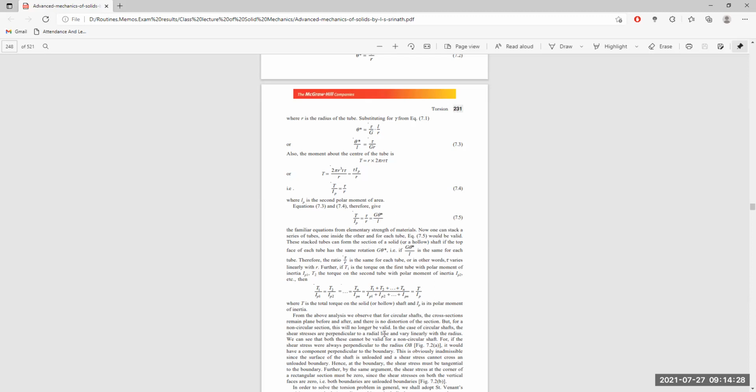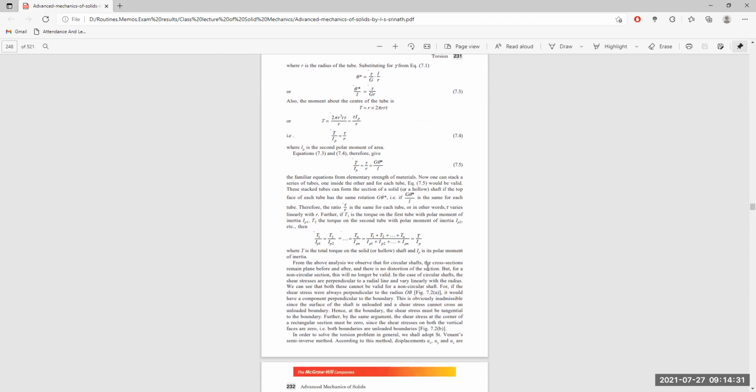Now, with this analysis, we observe that for circular shafts, the cross-section remains plane before and after, and there is no distortion of the shaft itself. Same thing, just at the beginning we have told, the cross-section is perfectly flat, and there is no distortion of the section itself. But this is true for a circular section. It is no longer valid for a non-circular section, like square or rectangular or any other shape.